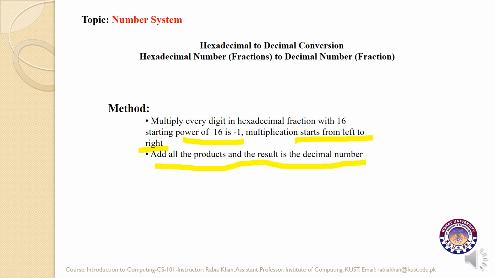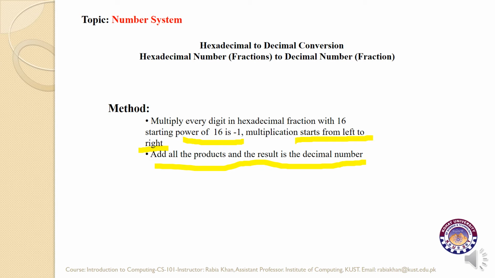For the integer part, we followed the same technique, but the multiplication process is reversed and the power of 16 is positive. For the integer part, we multiply every digit with 16, with the power of 16 starting from 0. And for the fractional part, we multiply every digit with 16, but the power of 16 starts from -1. For the integer part, the multiplication moves from right to left, and for the fractional part, it moves from left to right. And at the end, we add up all the products, and the result is a decimal number.